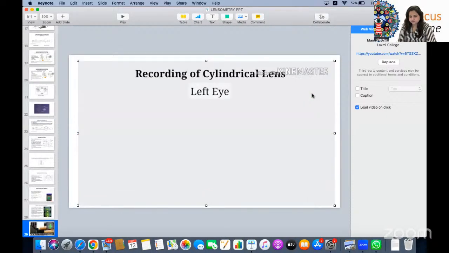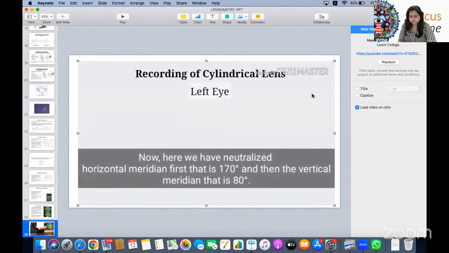How to record cylindrical lenses for left eye. Now, here we have neutralized the horizontal meridian first, that is 170 degree, and the vertical meridian, that is 80 degree.